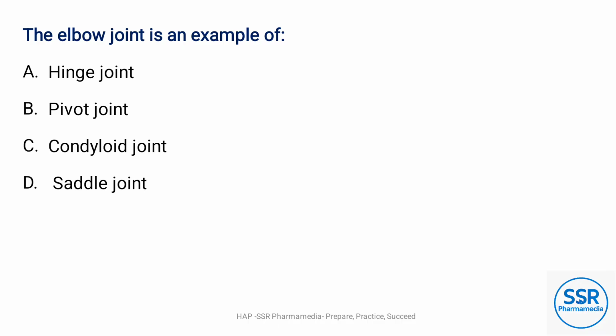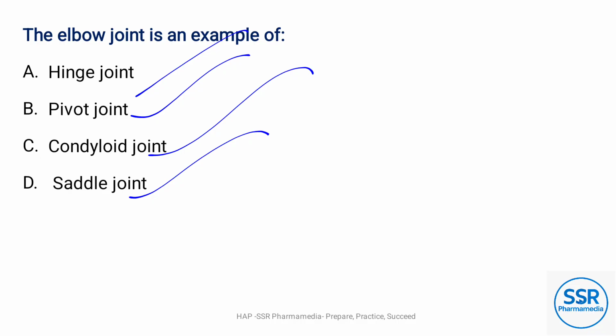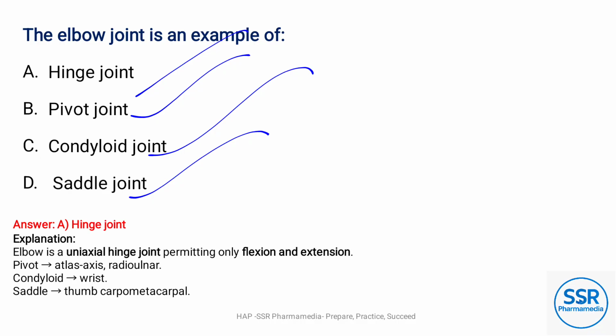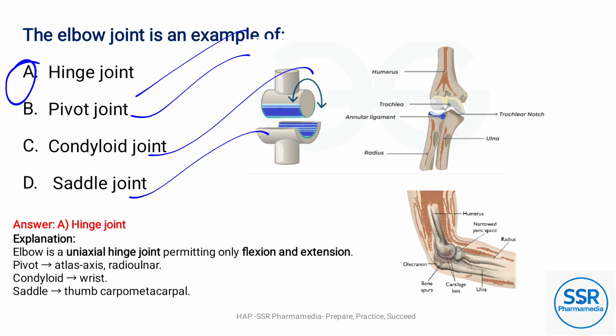Next, the elbow joint is an example of option A, hinge joint, option B, pivot joint, option C, condyloid joint, option D, saddle joint. So the answer is option A, hinge joint. Elbow is a uniaxial hinge joint permitting only flexion and extension. Pivot joint is atlas axis, radio-ulnar. Condyloid joint is wrist movement. Saddle joint is thumb and metacarpal joints.